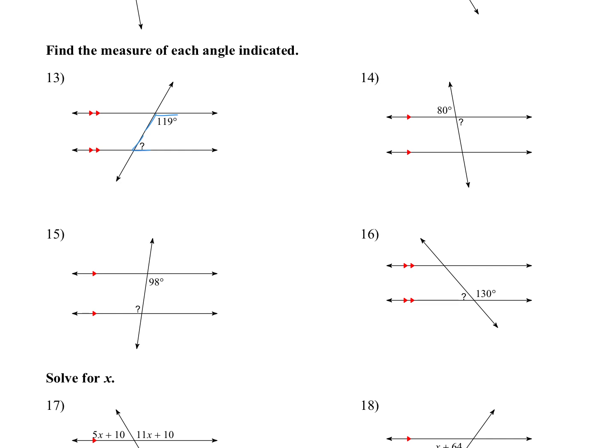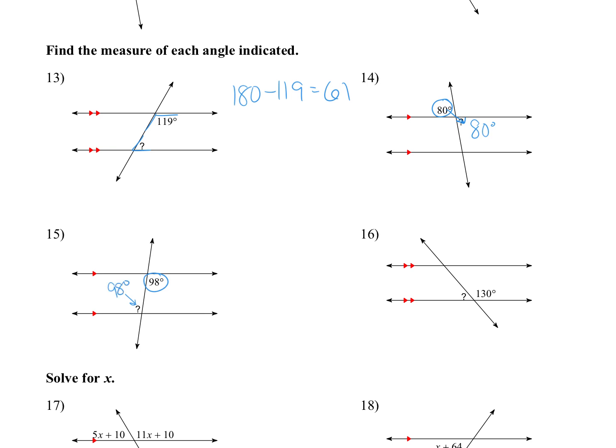So since they're different, how do we find the other value? Yep, 180 minus 119 is 61. On number 14, what kind of angles are those? Vertical angles. So if this is 80, what is this? 80. Also 80. Number 15, are those angles the same or are they different? Same. They are the same. They're alternate interior angles. So if this is 98, what's this one? Also 98.